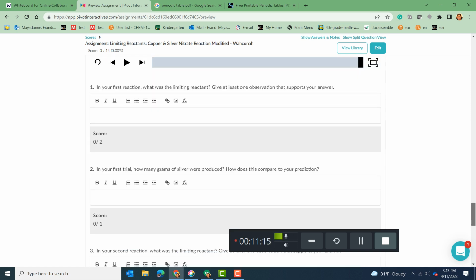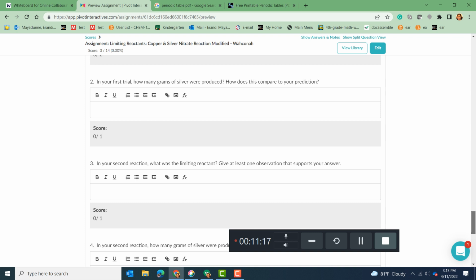And how many grams of silver were produced, you can always get this from the video. And then what was the limiting reactant? One observation: you don't see that reactant anymore in the reaction. Whichever reactant finishes faster is the limiting reactant.